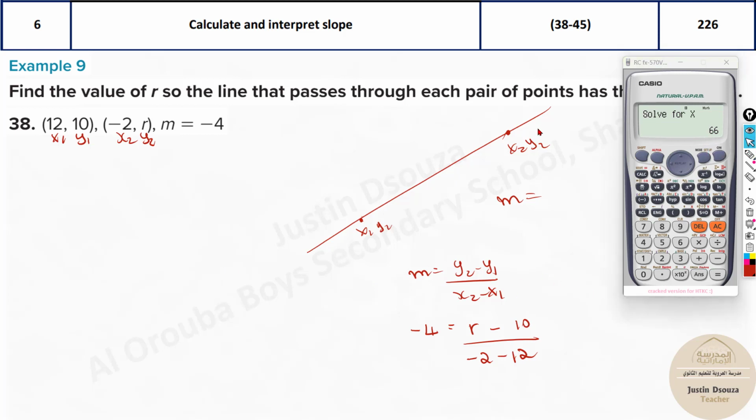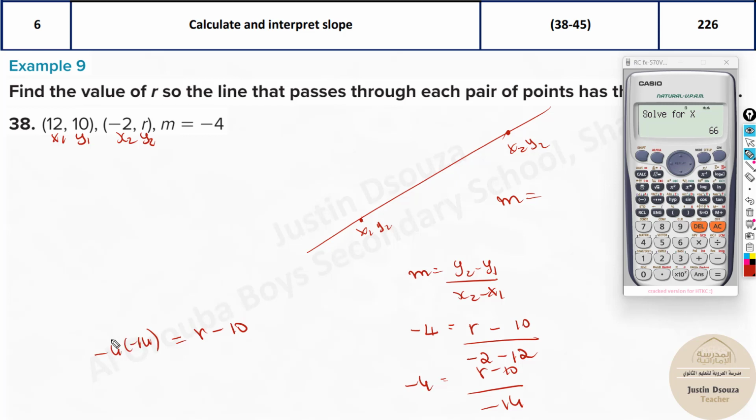Now let's do it manually. If you're doing it manually, how do you solve it? All you need to do is simplify this first. Let's leave this minus 4 here itself, equals r minus 10 divided by, what happens here? It's minus 14. Now take this minus 14 to the other side. It will be minus 4 times minus 14 equals r minus 10. What is 14 times 4? 14, 28, 56.